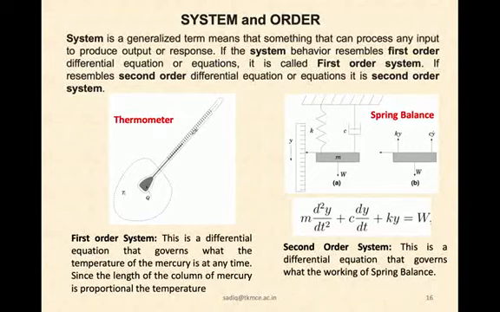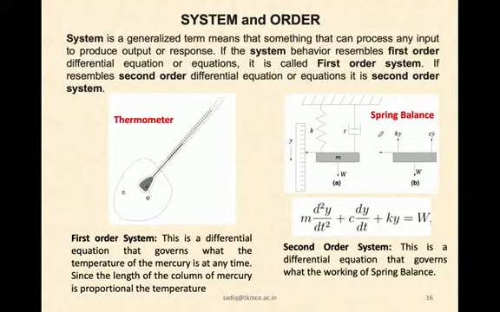This is a thermometer. In a thermometer, we know that there is mercury and there is a tube. When the thermometer is subjected to temperature, or if you are pressing on the bulb, the mercury will expand and rise through this tube. So this is a differential equation that governs the temperature of mercury at a time. Here there is only one parameter: the length of the column of mercury is proportional to the temperature. The differential equation that defines the rise of mercury with reference to change in time is a single order differential equation. So this is a first order system.